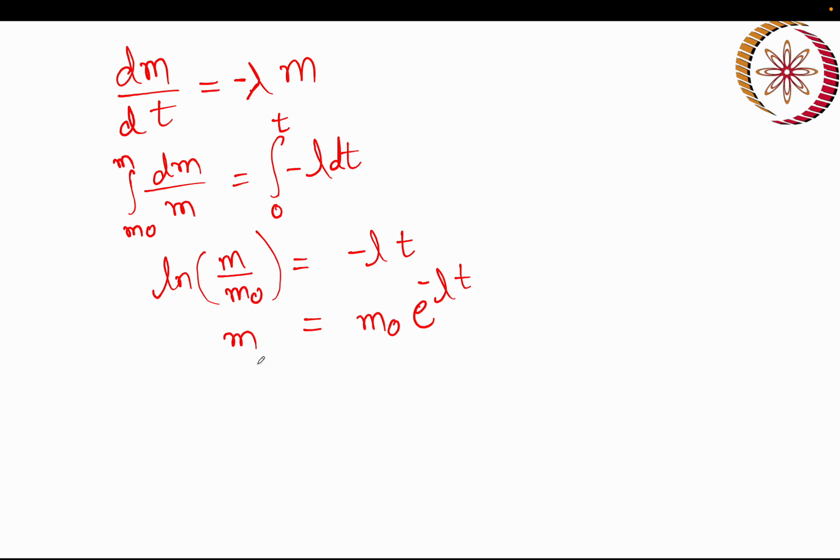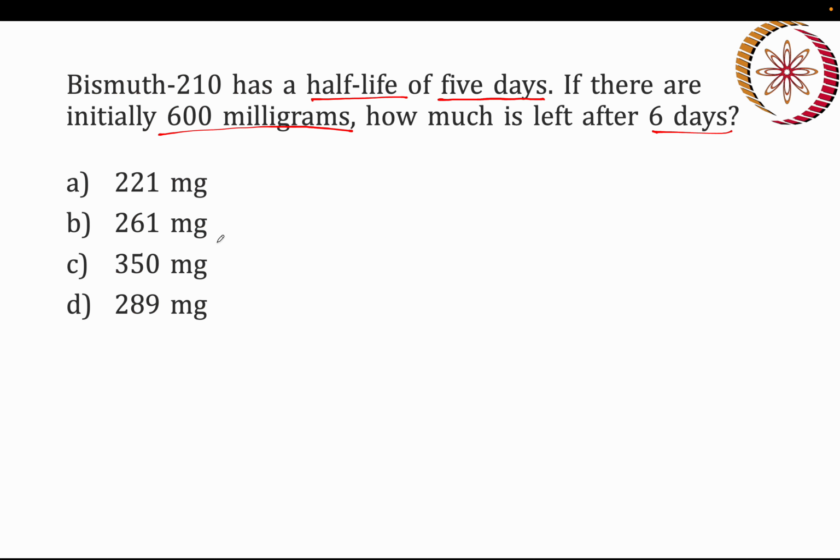Okay, so this is the equation that gives how much mass will be left after time t if we have m0, the initial quantity available. So the mass is a function of time. We can use this equation directly, which relates both masses, or we can use this also, which is not much difference.